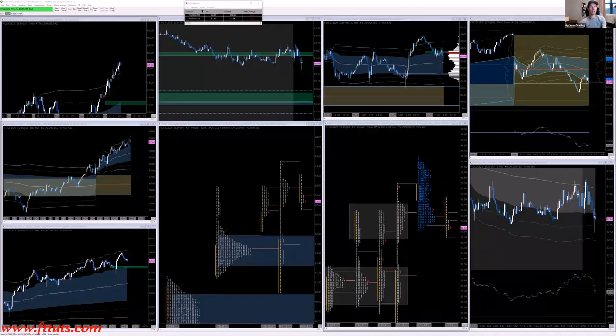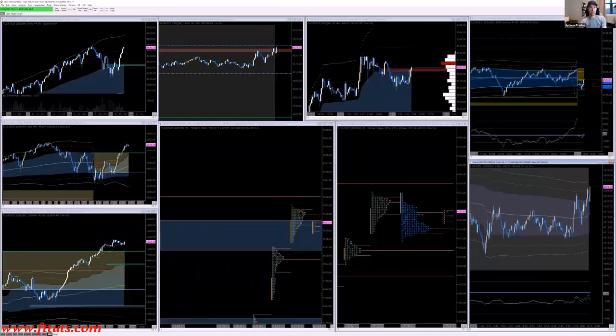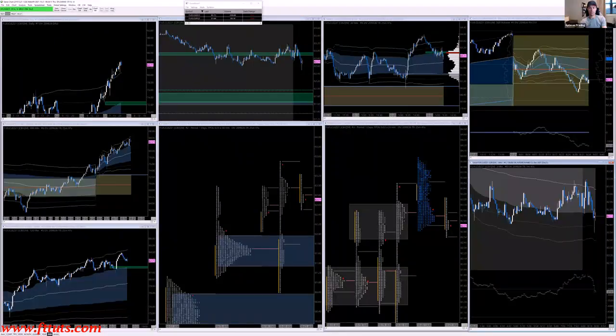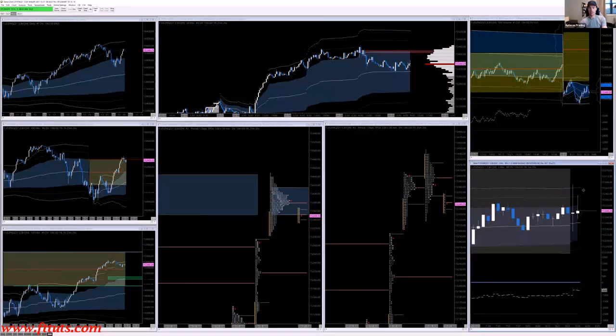S&P trying to go higher, NASDAQ trying to go higher. Just some opening volatility. See these couple 3-minute bars here. Just feeling it out.